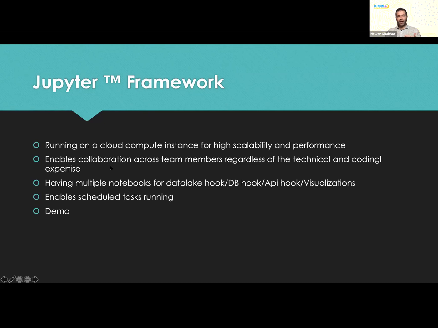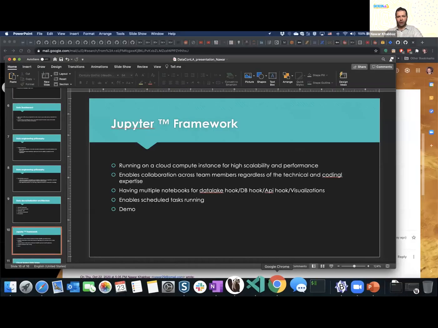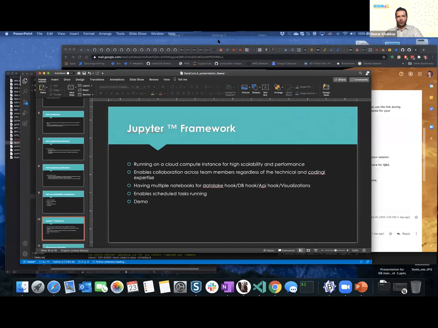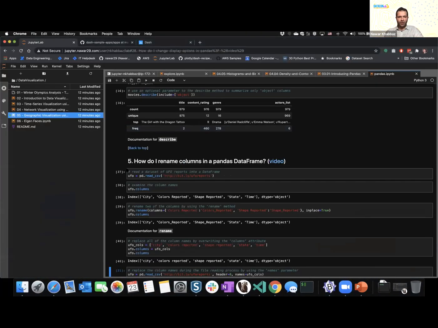The other thing that people should think about, as data engineers and as domain experts, is collaboration across team members, regardless of technical and coding expertise. The collaboration happens in that framework where you can work under one server, and there's a shared area where you can see other people's notebooks, tinker around, and figure out what other people are doing and how they do it. And I think I can do a quick demo on the Jupyter instance that I have.